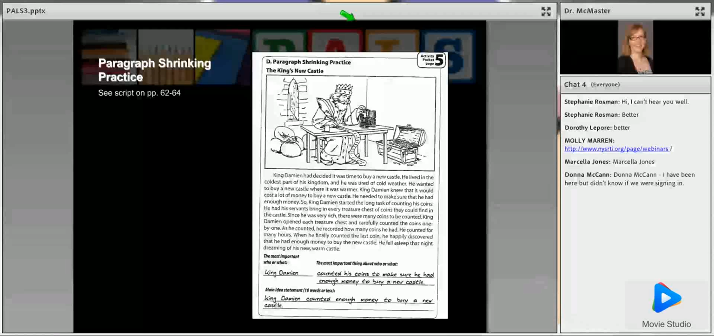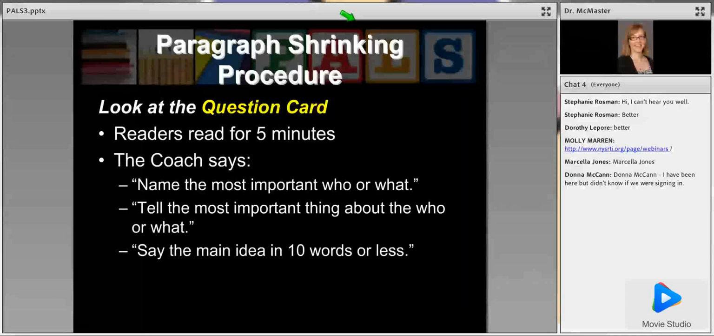Let's read them together. So we'll be reading these 3 prompts that are on their question card. The first thing is: name the most important who or what, tell the most important thing about the who or what, and say the main idea in 10 words or less. Now let's practice each of these together.